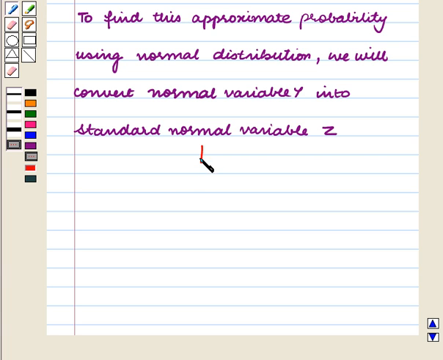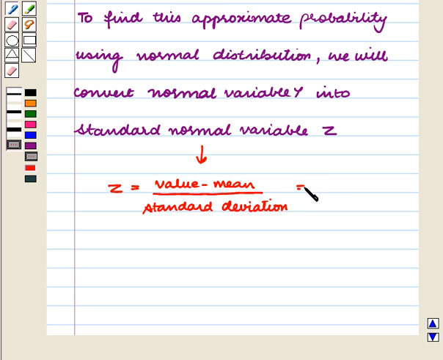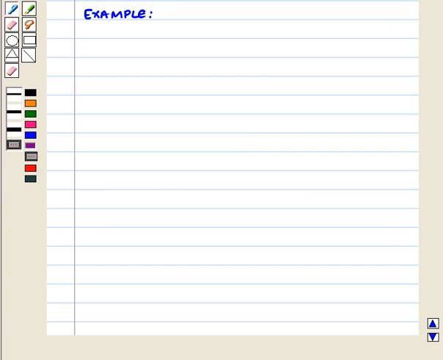standard normal variable z, where z is equal to the value minus mean upon standard deviation, which is equal to y minus mu upon sigma. And using table of standard normal distribution, we will find the required probability. Let us see the following example.